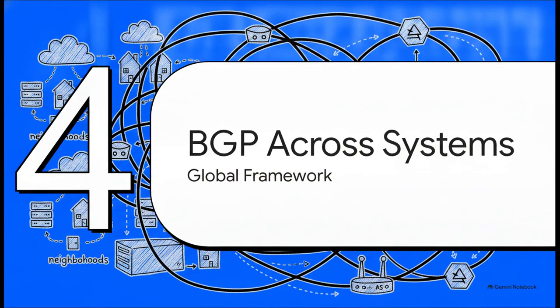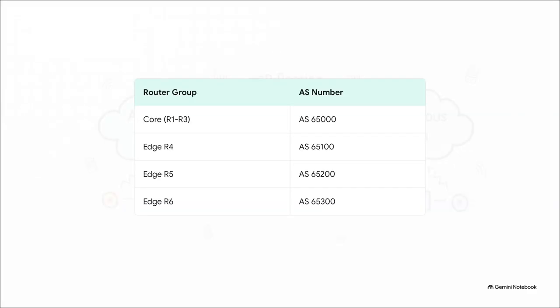Phase 4. Implementing BGP across systems. It is time to build the global steel framework that ties these isolated networks together. So the crucial point here is understanding how Border Gateway Protocol actually views the world.